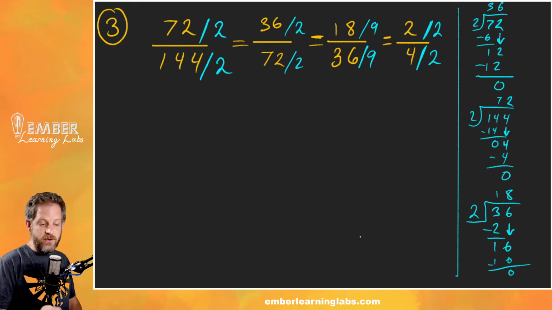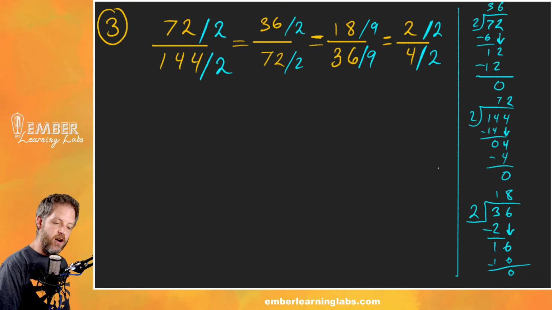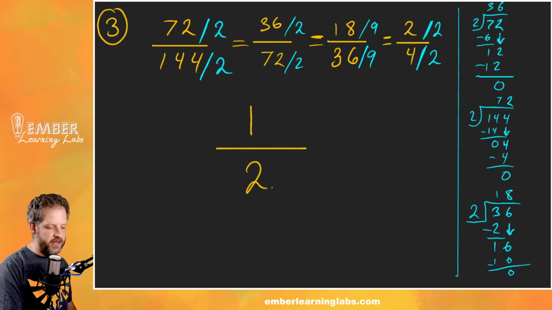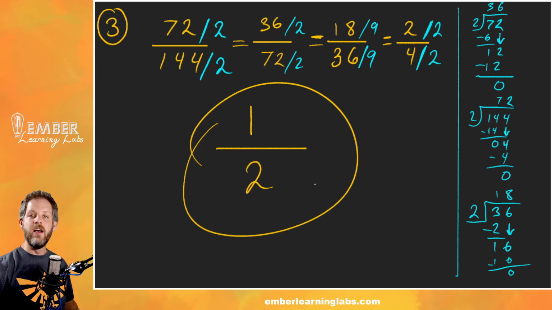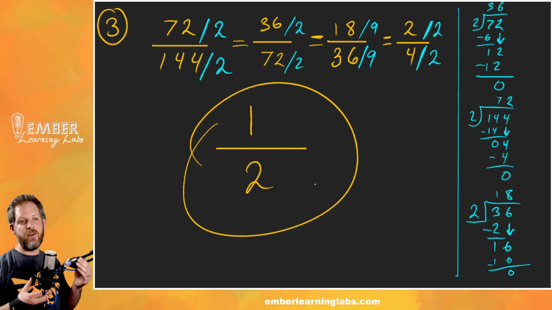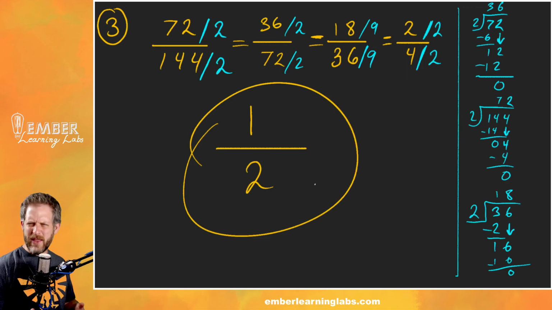But if you don't see it, you can walk through as many steps as it takes to get all the way simplified. 2 divided by 2 is 1, and 4 divided by 2 is 2. So 72 over 144 reduces to 1/2. So those are some steps for reducing fractions. Kind of a couple different ways. It's really the same way.